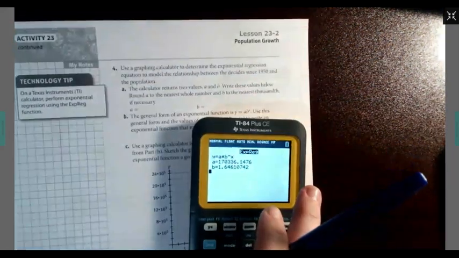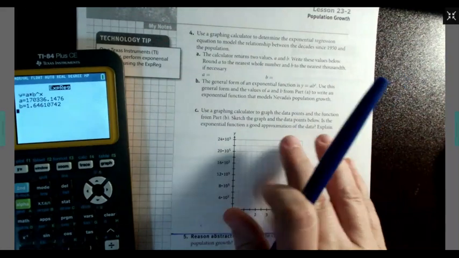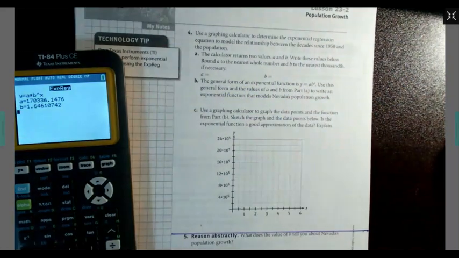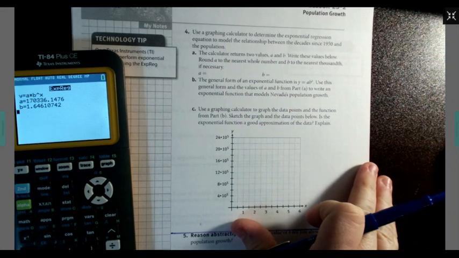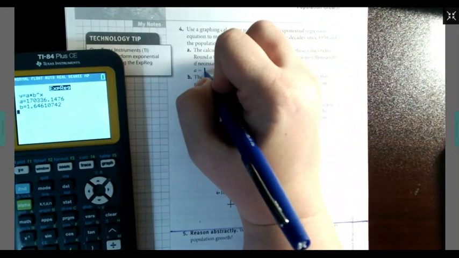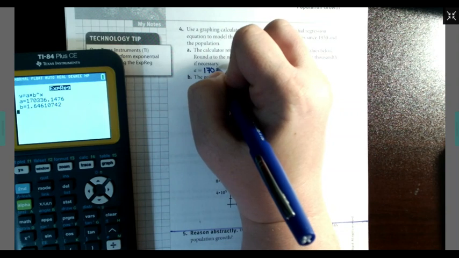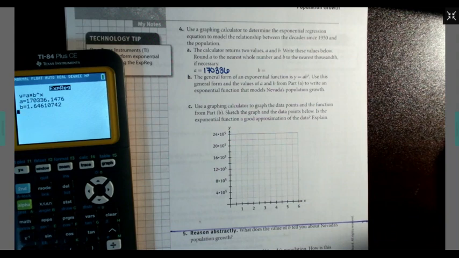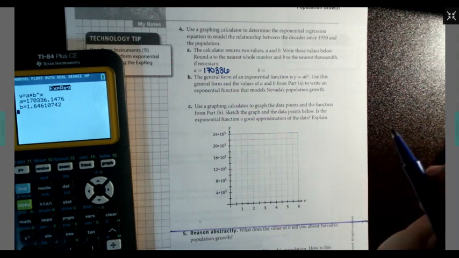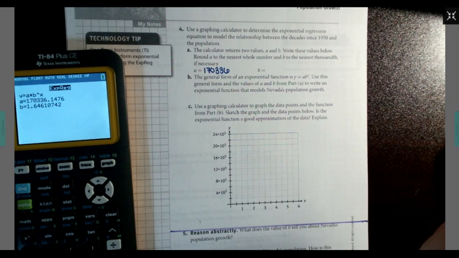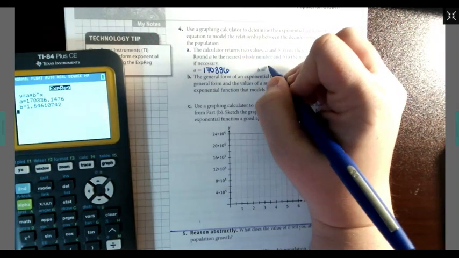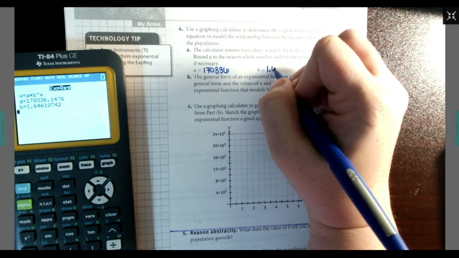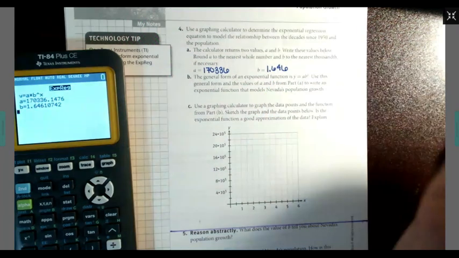That is what it's actually asking me to write down here on 4A. It asked me to round that A to a whole number. So we're going to say 170,336. That's the nearest whole number. B, it asked me to round to the thousandth place. That is the third digit behind the decimal. So we would write this as 1.646.